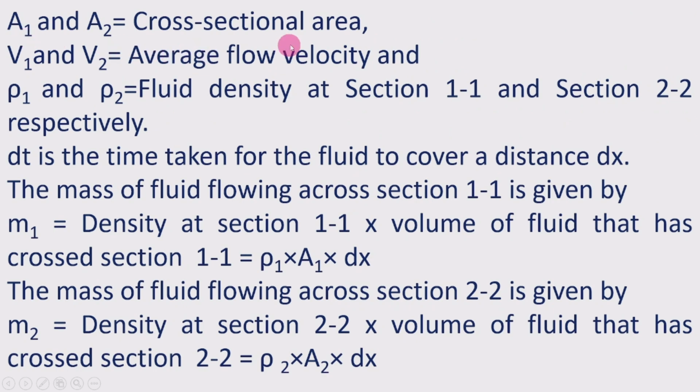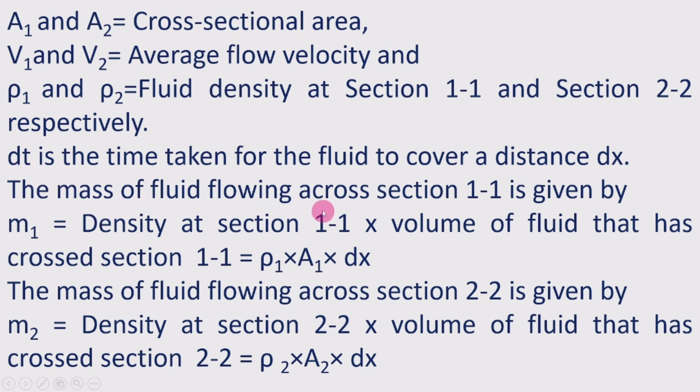Now the properties. A1 and A2 are the cross-sectional areas at sections 1 and 2, V1 and V2 are the average flow velocities at sections 1 and 2, and ρ1 and ρ2 are the fluid densities at section 1 and section 2 respectively. Then dt is the time taken for the fluid to cover the distance dx. The distance between section 1 and section 2 is dx, and to cover that distance, the time taken is dt.